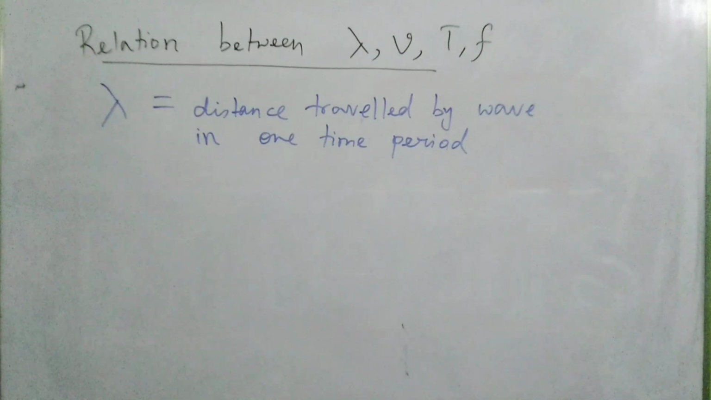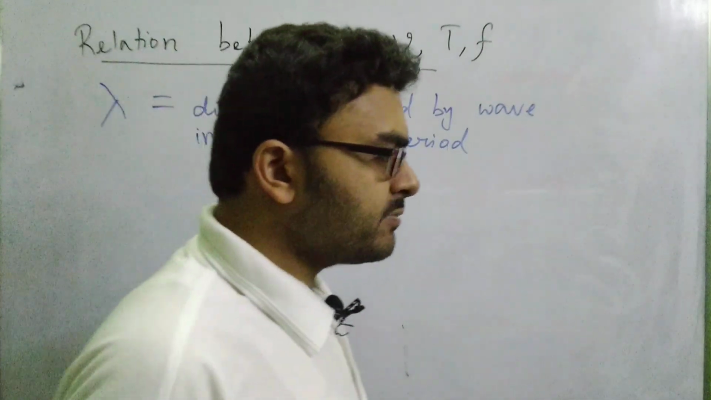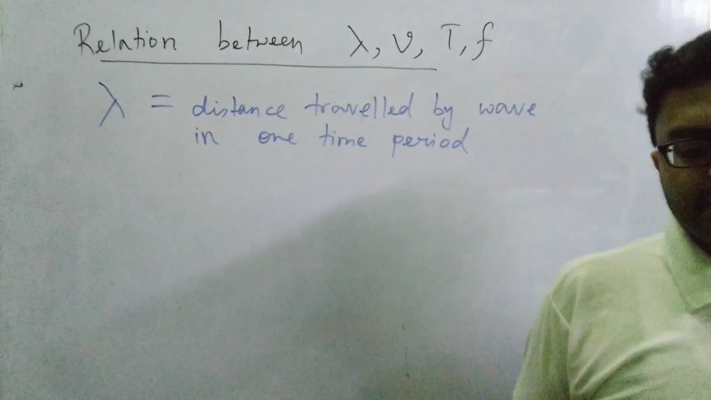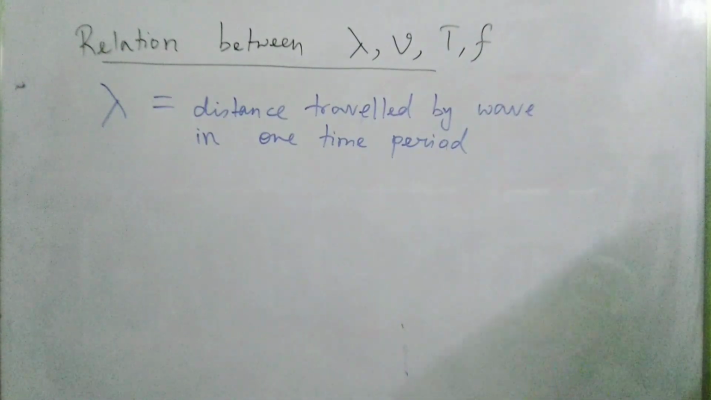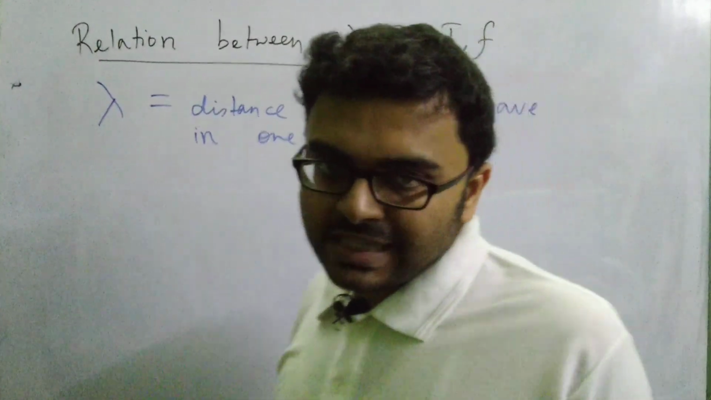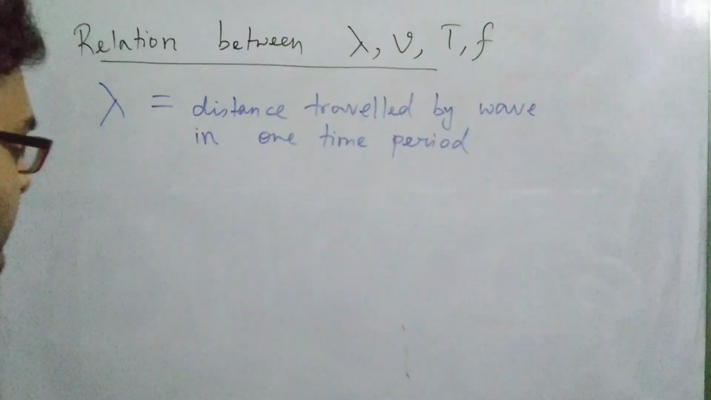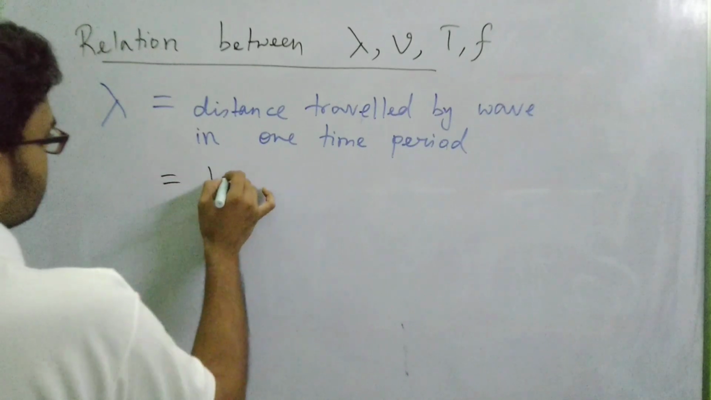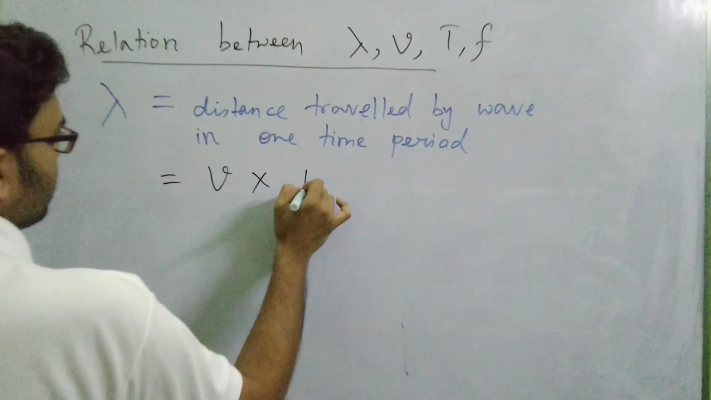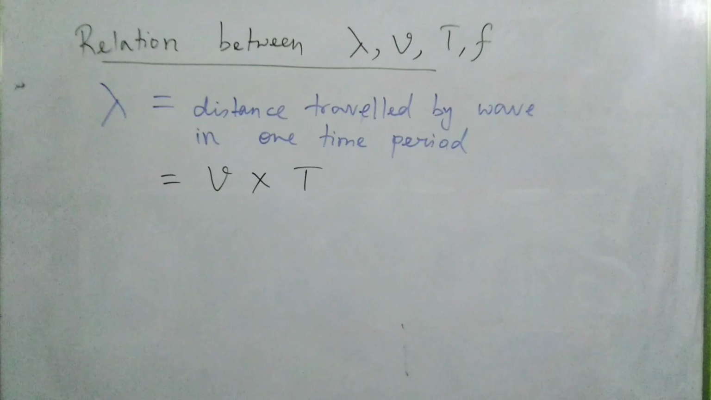Okay, so as we know, speed is distance by time. So can we say that if the wave velocity is v, then if we multiply the wave velocity by the time period, which is actually the time, we will get the length. So we can easily say that lambda is equal to velocity of the wave into time period of the wave, into T. So this is the relation.